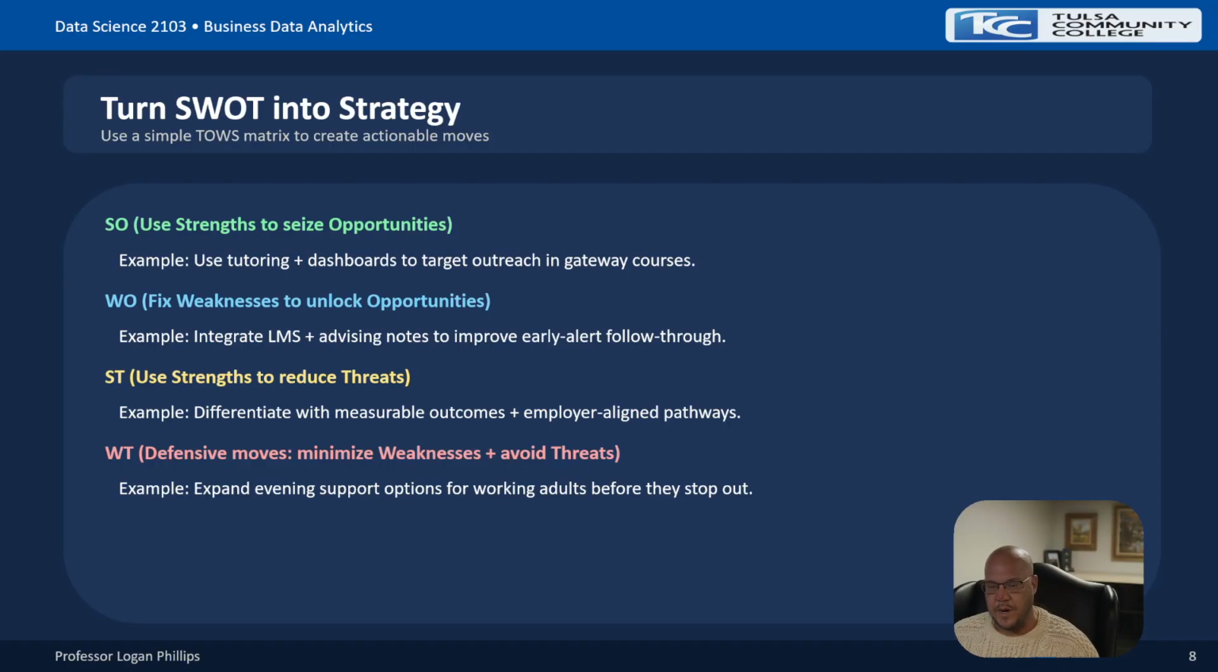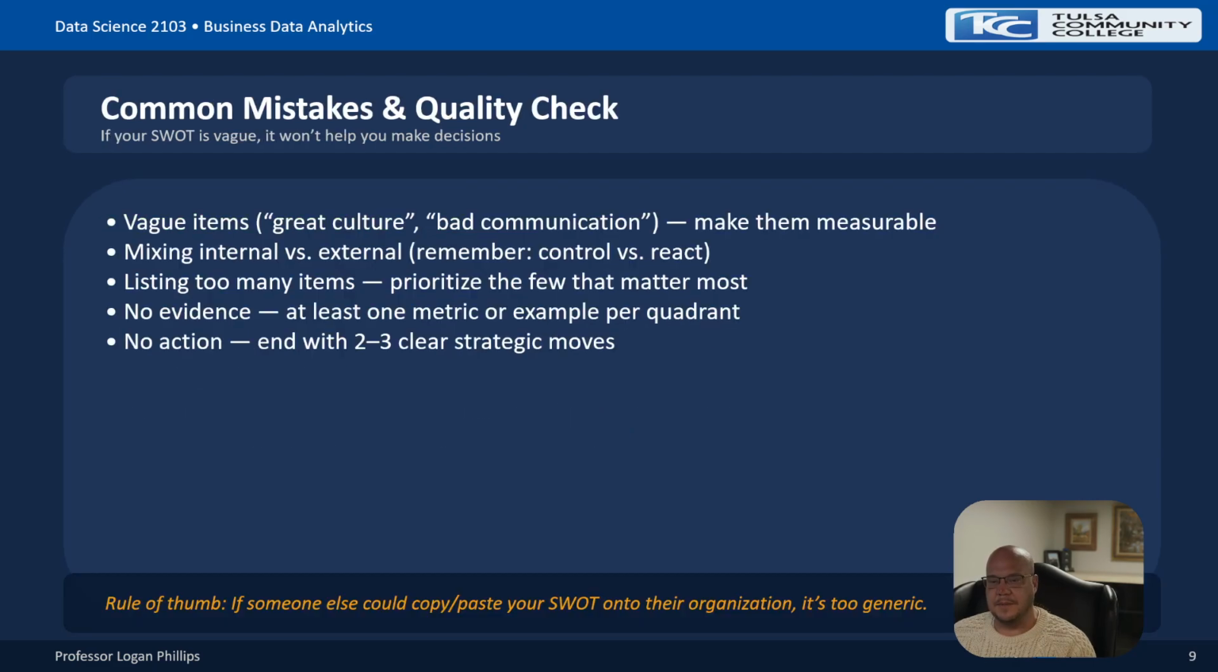When you do this correctly, SWOT stops being a poster and becomes a decision engine. Now, let's make sure you avoid the most common traps. If your SWOT is vague, it won't help you make any decisions. Here are the usual mistakes.